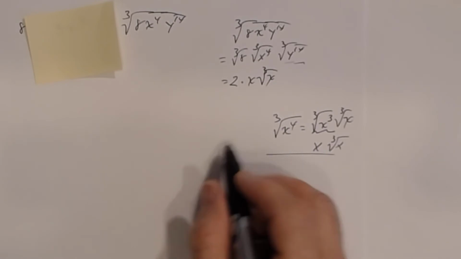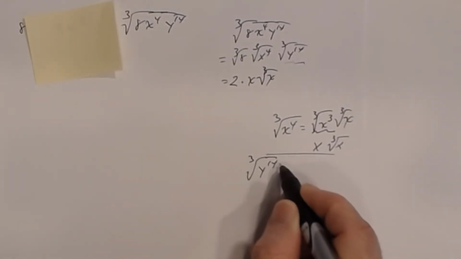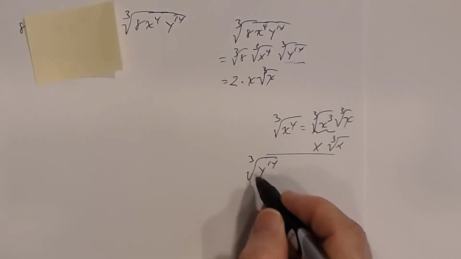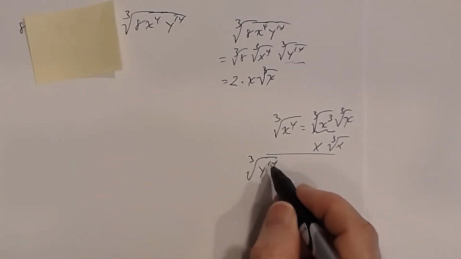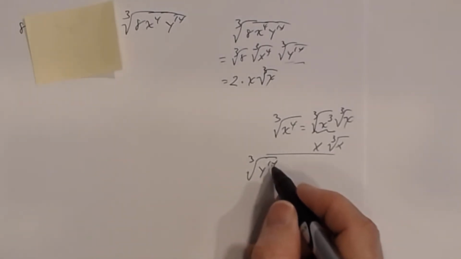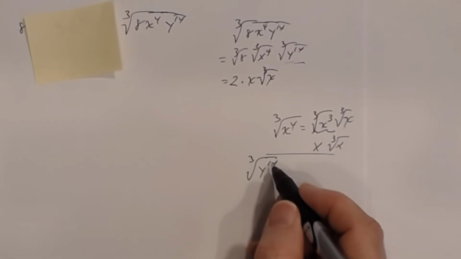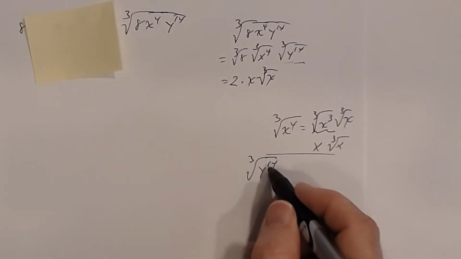Okay, so let's talk about that one. The cube root of y to the 14th. I can simplify this because 14 is greater than or equal to the index. But 14 is not divisible by 3. So I got to think about this. What is the largest whole number less than 14 that's divisible by 3?